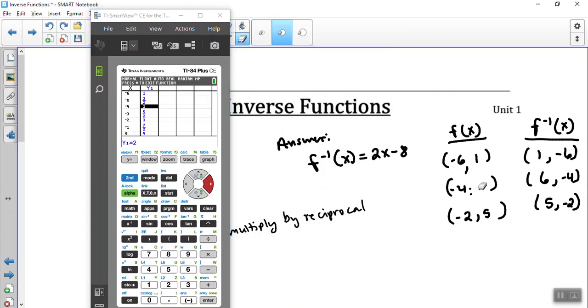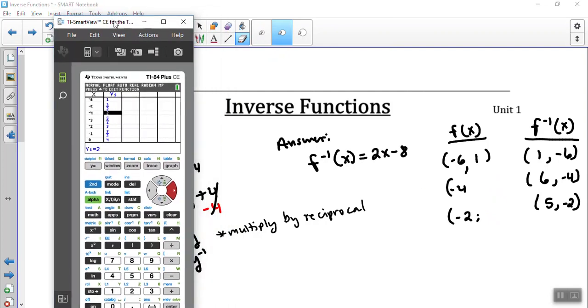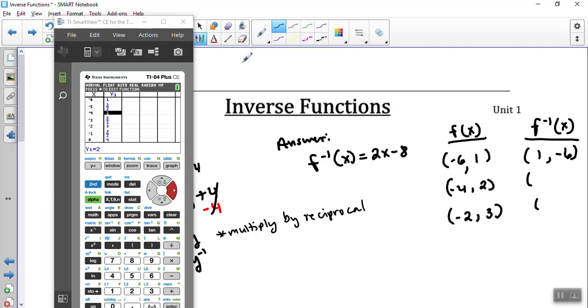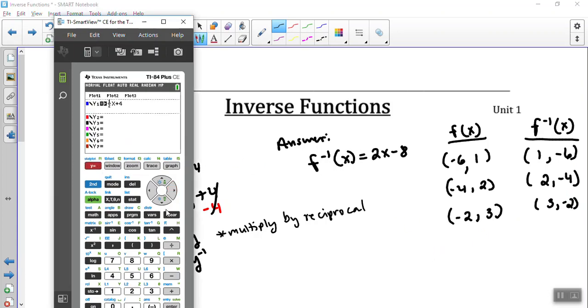Okay, so this is wrong. I'm sure this is wrong too. Okay, so negative 4 goes to 2, and then negative 2 goes to 3. Which means all of these are wrong as well. Just erase something. 2 goes to negative 4, and then 3 goes to negative 2. Sorry guys, this is so tedious, but the point here is I want to make sure I have the right answer.